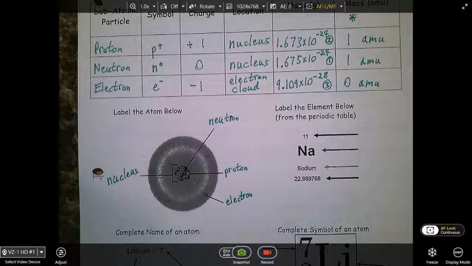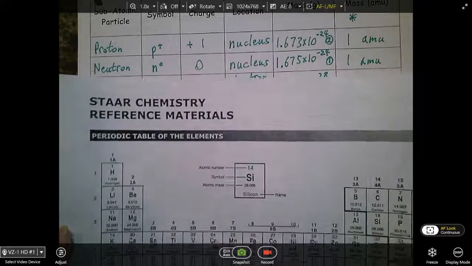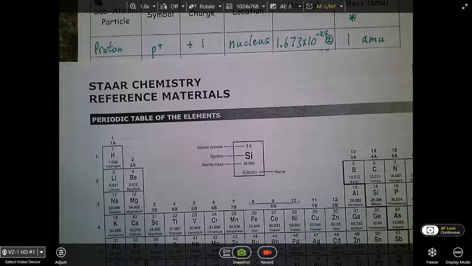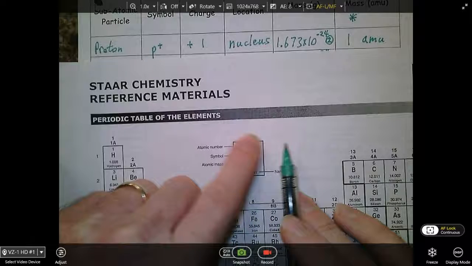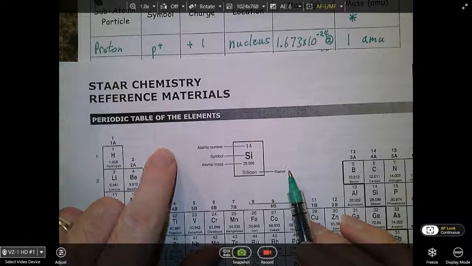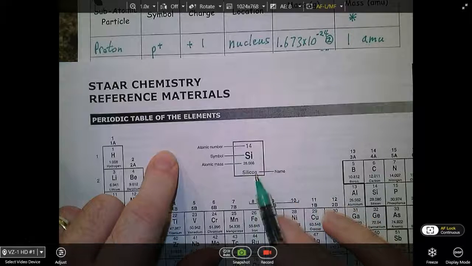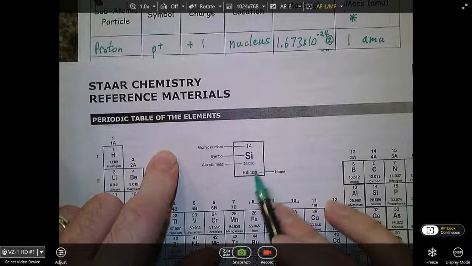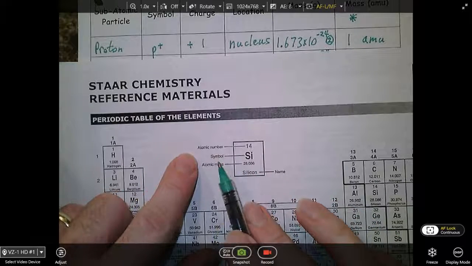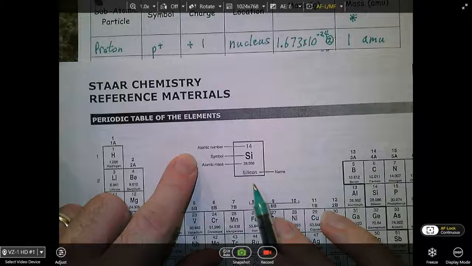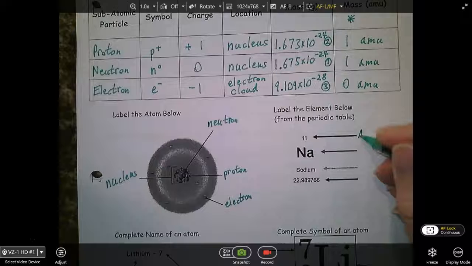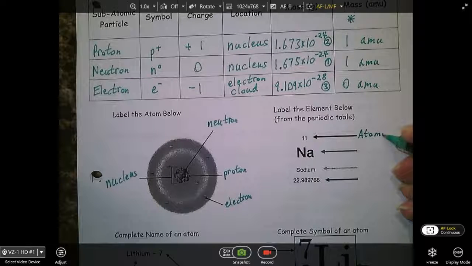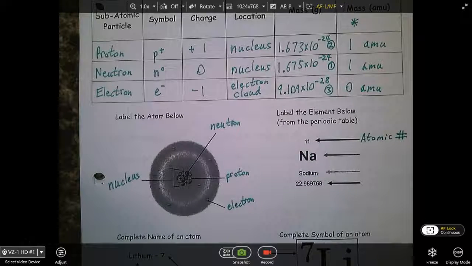We're also going to be learning a little bit about how to use the periodic table. So if you have your periodic table, you can pull it out and look. You've got a nice little kind of map of what these different parts of your symbol on the periodic table represent. So we have the atomic number, the symbol, the atomic mass, and the name. So let's label it right here. We have the atomic number. Sometimes I just write the little number sign instead of putting the word number. You can do that if you want to.